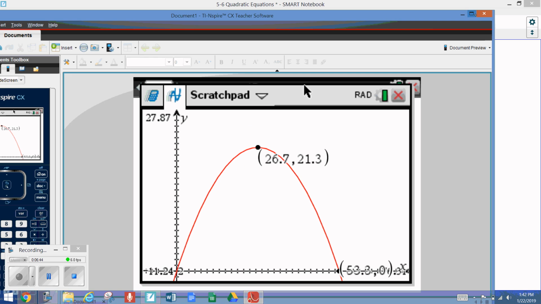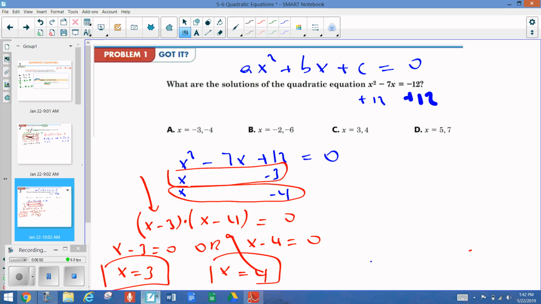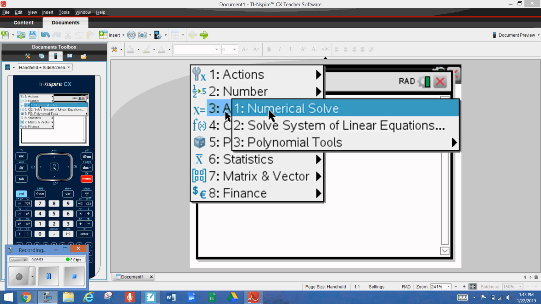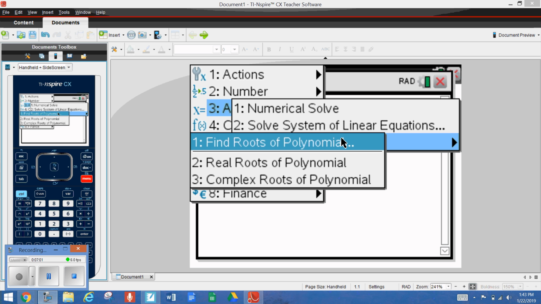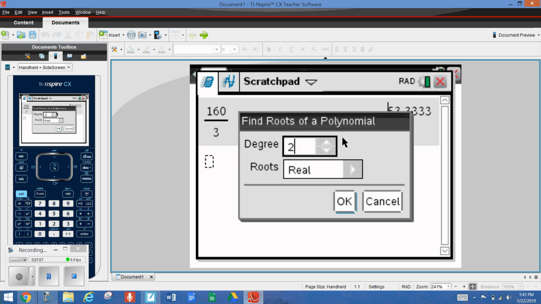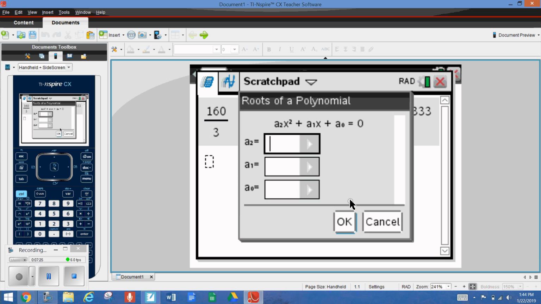Now get your calculators, please. Menu, algebra, and which one should I choose? 3, because it's a polynomial, x squared. Then choose degree. When I go back to the question, what is the degree of this polynomial? The degree is 2. The highest exponent is the degree. Choose 2, and then click OK.